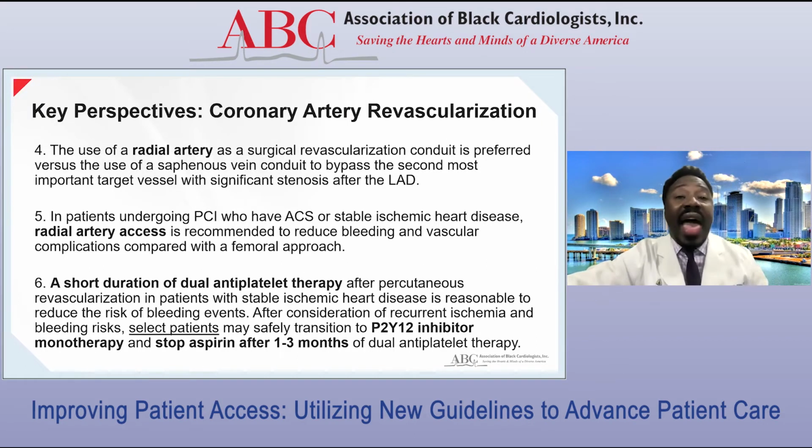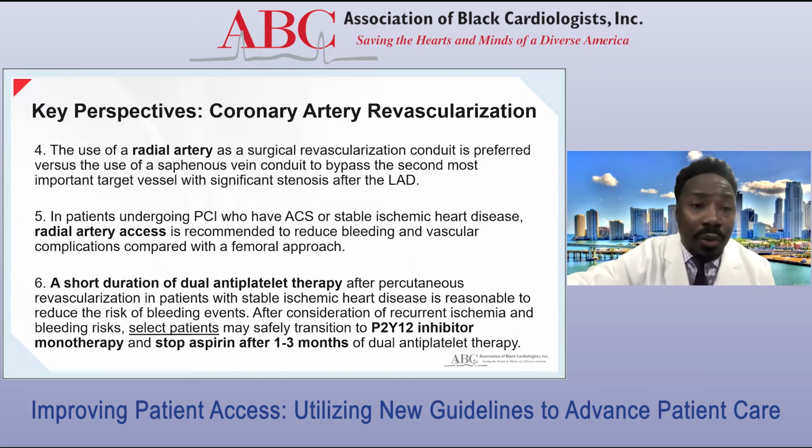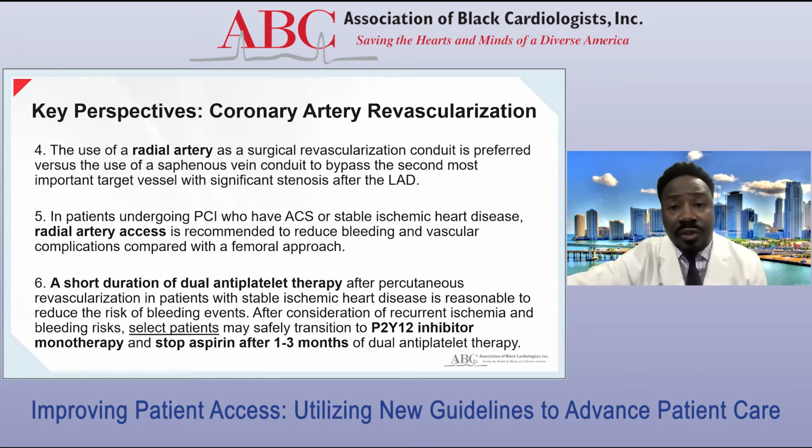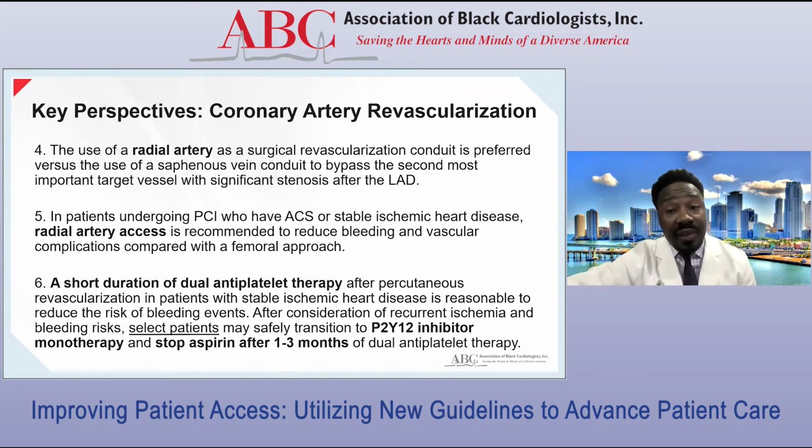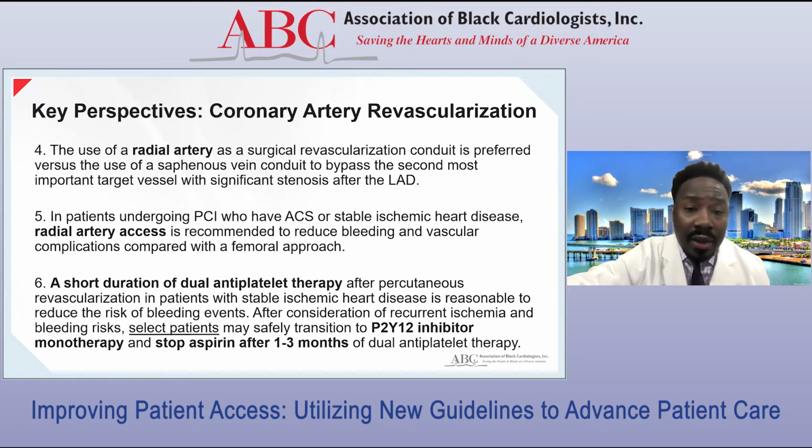As it pertains to vessel conduit, the use of radial artery as a surgical revascularization conduit is preferred over saphenous vein grafts for the second most important vessel after the LAD. And with regard to access, for patients undergoing PCI in the setting of ACS or stable ischemic heart disease, radial access is recommended over the femoral approach, given the lower risk of bleeding and vascular complications.